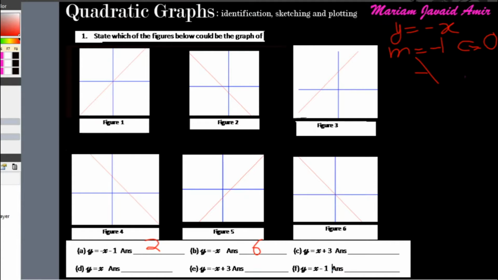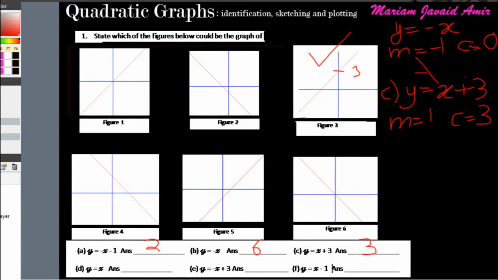Okay. Part C, y equals x plus 3. So the slope is 1 and the y-intercept is 3. So it should be a rising line which cuts the y-axis at 3. So that would be figure 3. It's a rising line and it's cutting the y-axis somewhere over here at 3.